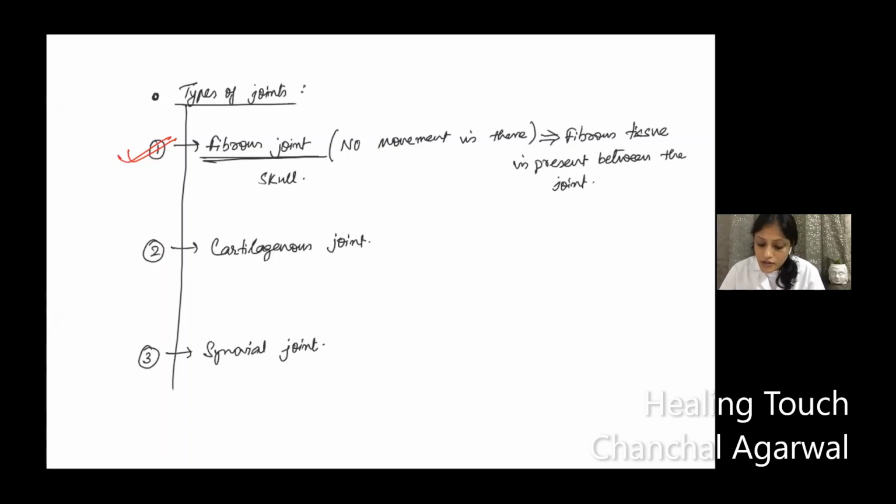ठीक है? Cartilaginous joint क्या है? यहाँ पर little movement is there. थोड़ी movement है. ठीक है? बहुत movement नहीं है, थोड़ी movement है. And why we call it cartilaginous joint? We call it cartilaginous joint because cartilage is present between the joint.